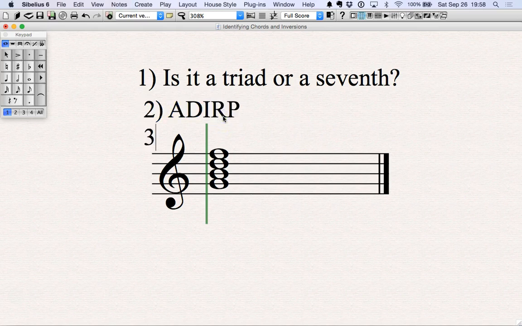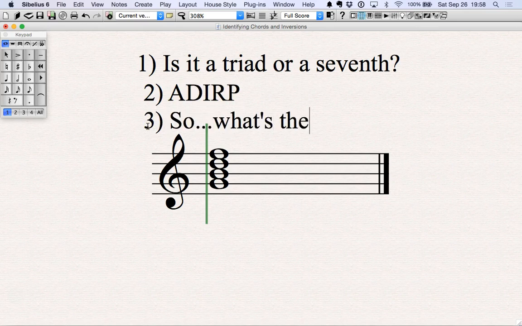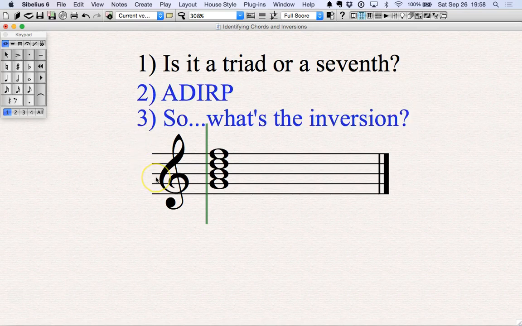Third step, after you've identified all of those things, is to ask yourself, so what's the inversion? Okay. Then at that point, you try and figure out whether it is root position, second inversion, first inversion, whatever it might be, because now that you put it in root position, you can tell whether you had to move things around, and if you did, how you moved it around, and that will tell you what the bass note was, which will give you the inversion.